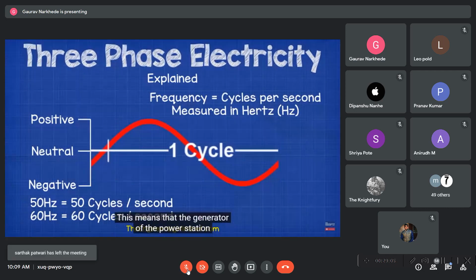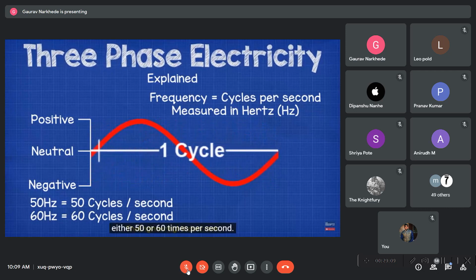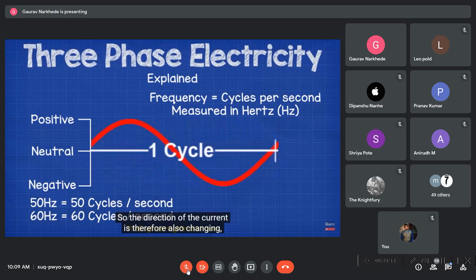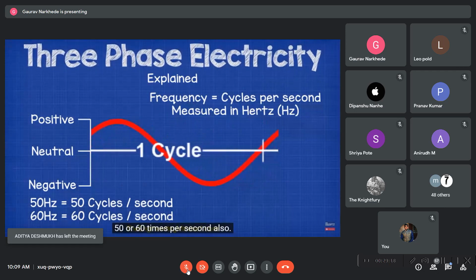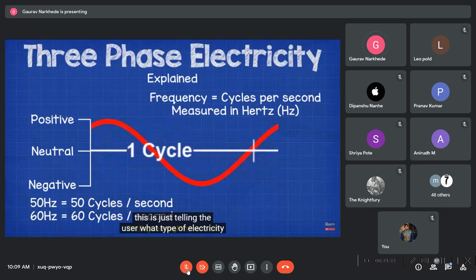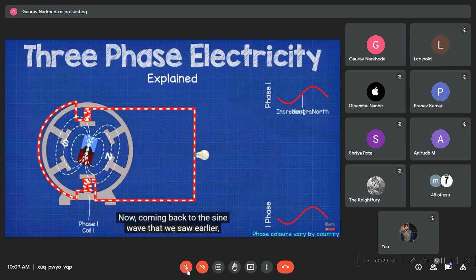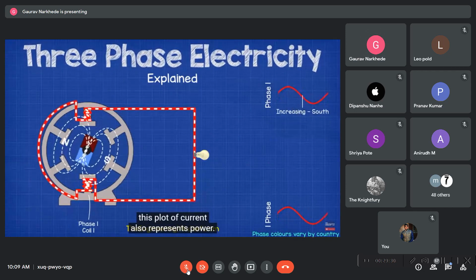This means that the generator of the power station is completing a full rotation either 50 or 60 times per second. So the direction of the current is therefore also changing 50 or 60 times per second. When it is written on electrical products, this is just telling the user what type of electricity the product should be connected to.